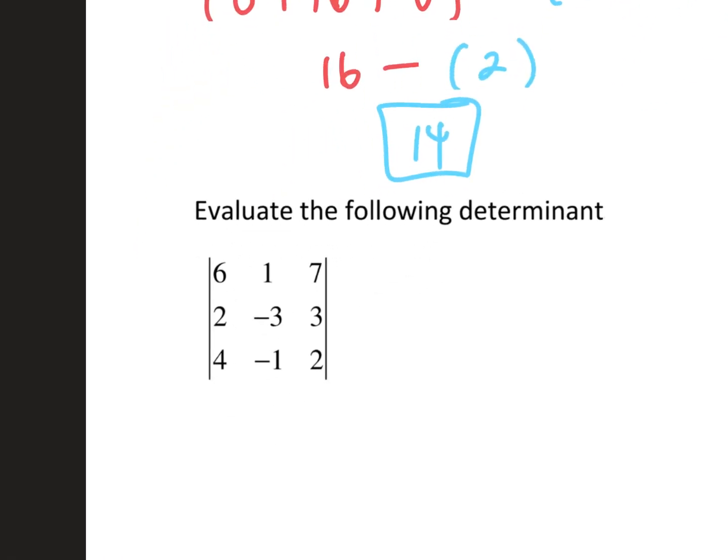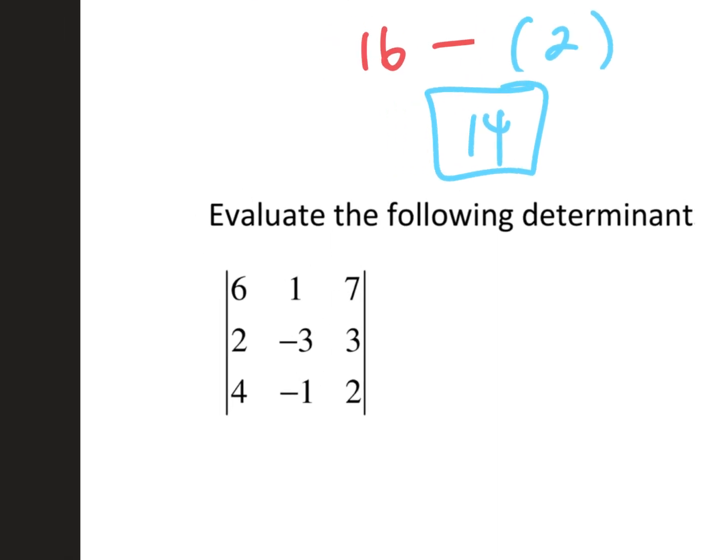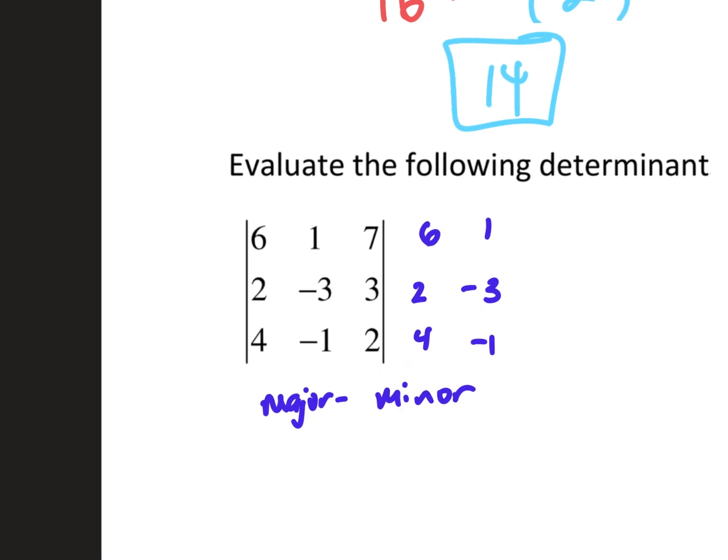So let's do the next one. Again, on WebAssign, guys, your numbers might be a little bigger. Feel free to use a calculator on the WebAssign ones. Just make sure you're showing me what you're adding and stuff together. But on your test, you will not have a calculator. So first step here is to rewrite. Since I have a 3 by 3, we're going to rewrite the first 2 columns. So I have 6, 2, 4, 1, negative 3, and negative 1. And remember, it's major minus minor. Order matters here, especially when we get to Cramer's rule.